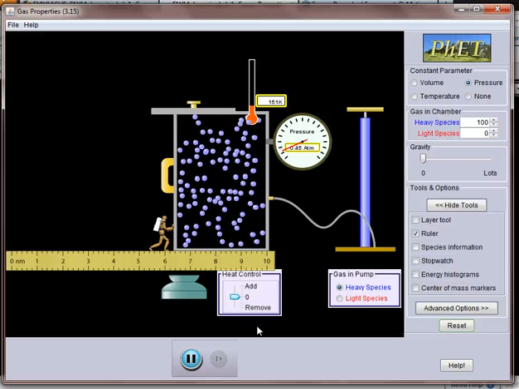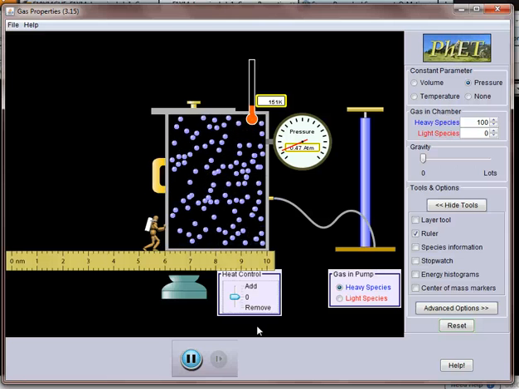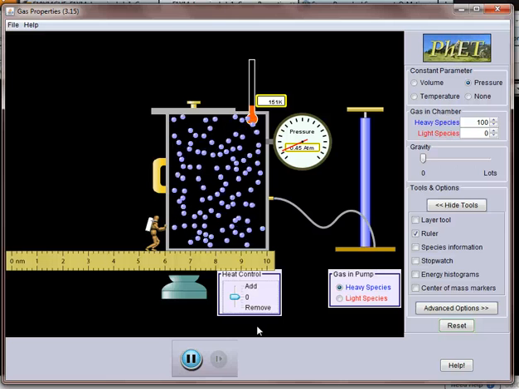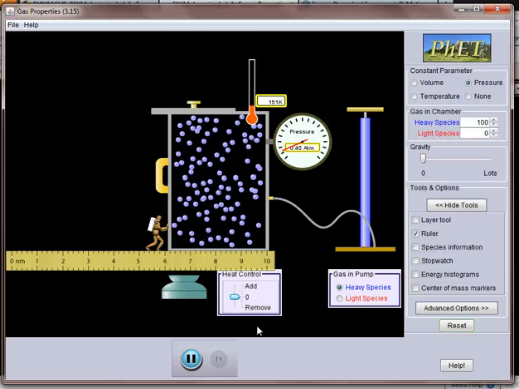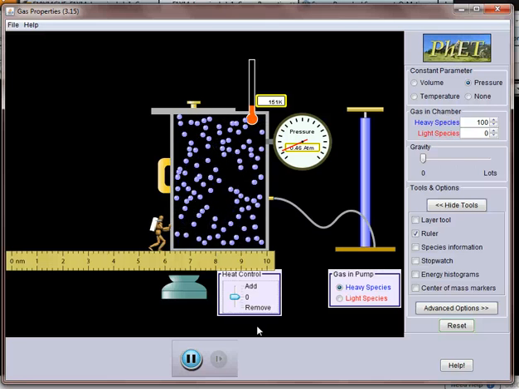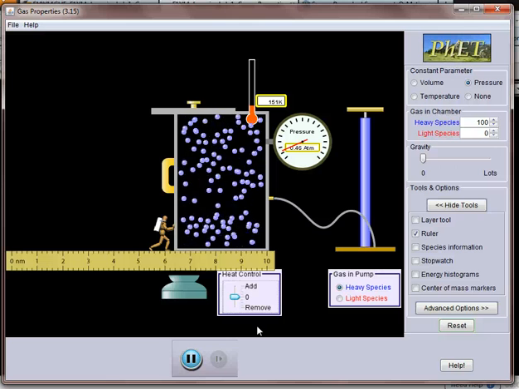Okay, so as you increase the temperature, the volume increases at constant pressure. As you decrease the temperature, volume decreases at constant pressure. That is your Charles law.